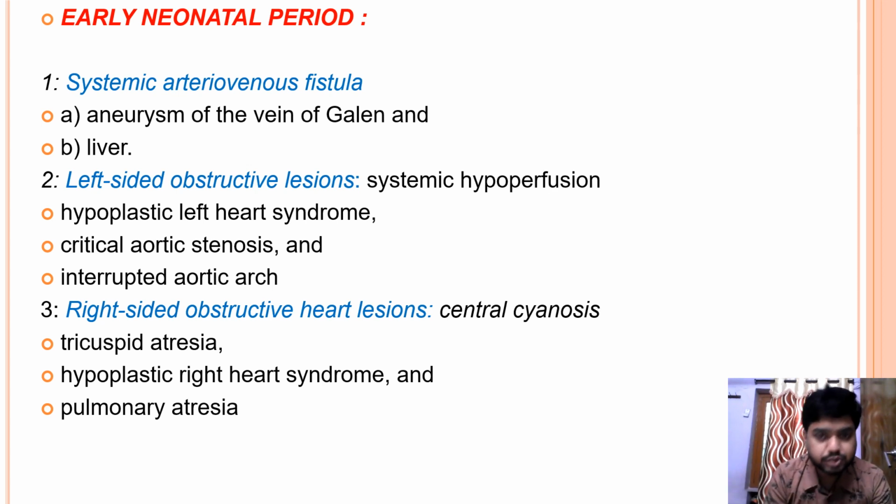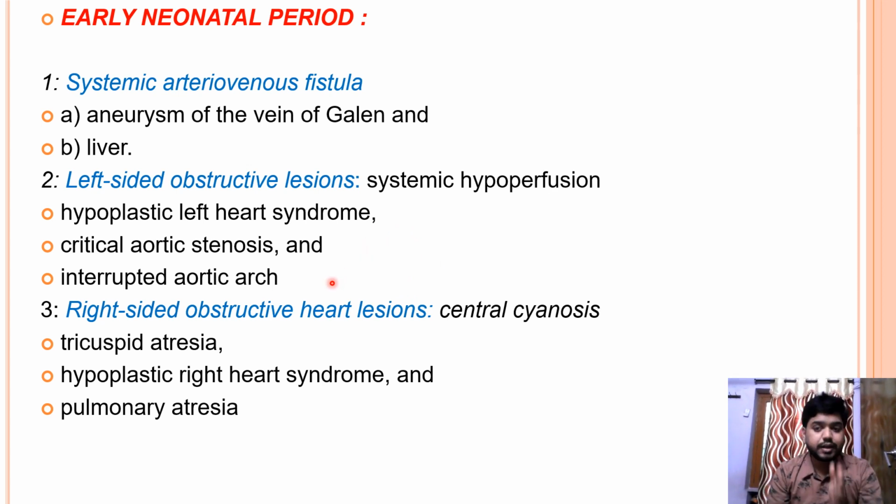Yeah, then left sided obstructive lesions. Yes, so what happens? We divide right side and left side as RA and RV as right sided, and LA and LV as left sided. So left sided obstructive lesions lead to systemic hypoperfusion because the left side has to go to the aorta, there is no blood flowing there, there is obstruction, and the systemic circulation lands in hypoperfusion. What are the conditions which can cause these left sided obstructive lesions? Yes, it is hypoplastic left heart syndrome, critical aortic stenosis, or interrupted aortic arch.